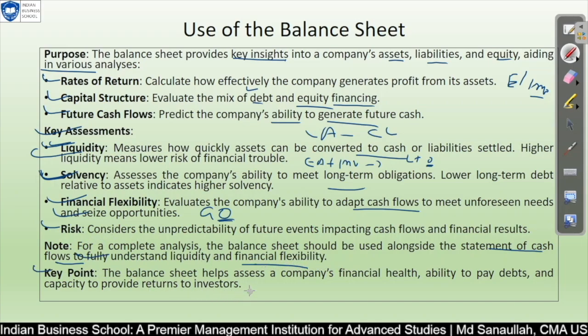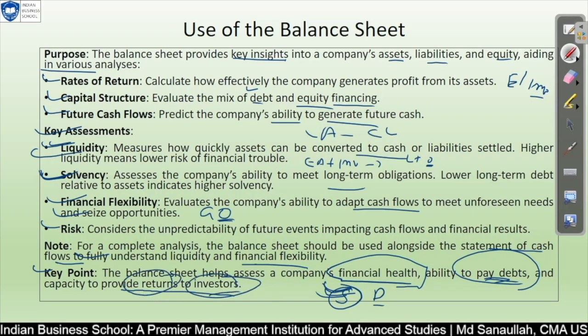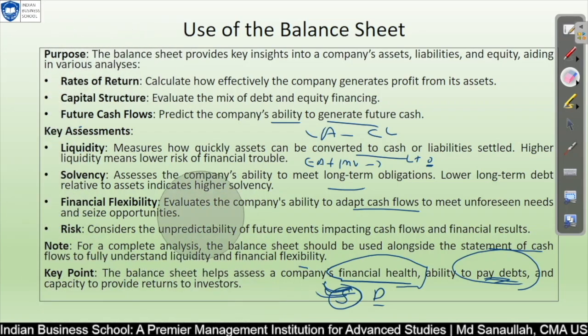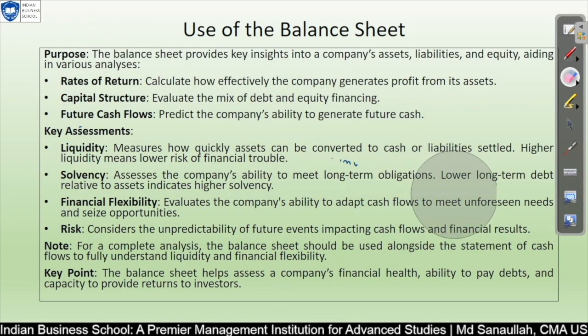Key point: balance sheet helps assess company financial health. Obviously balance sheet will help you to understand the health of the organization and its ability to pay debt or not. For that company you will buy the share or not, that is your decision. Obviously if they are not able to pay their debt, then how will they pay their equity holder or shareholder. So capacity, and it also helps to provide return on investment, what I was discussing, whether they will be able to give good return to the investor or not. So these are the information you will directly get from balance sheet, and what you will not get, you will get at your cash flow.